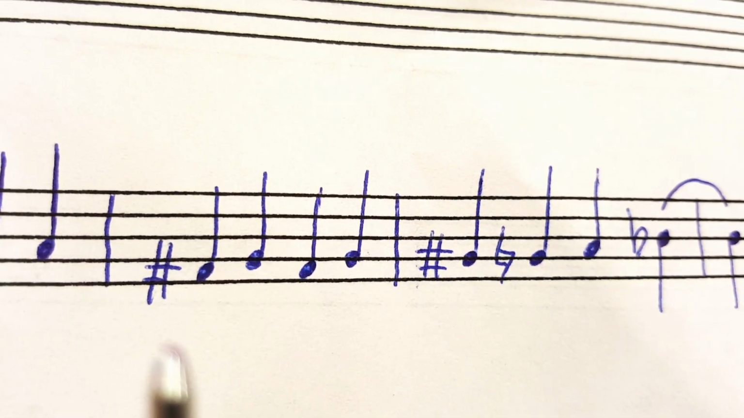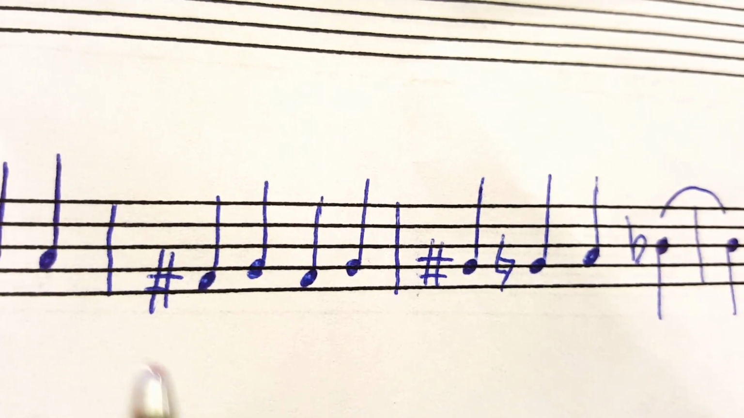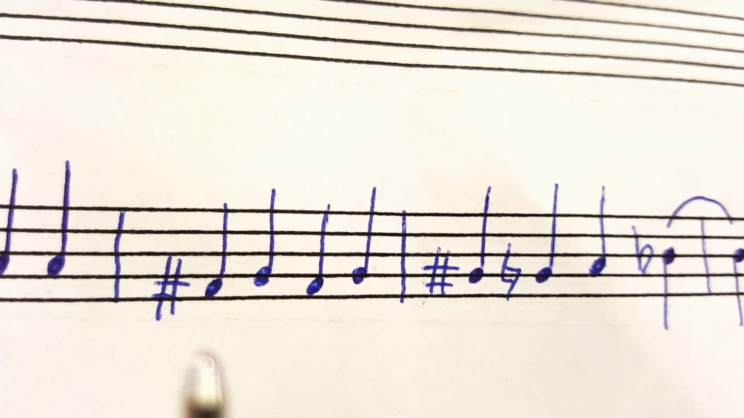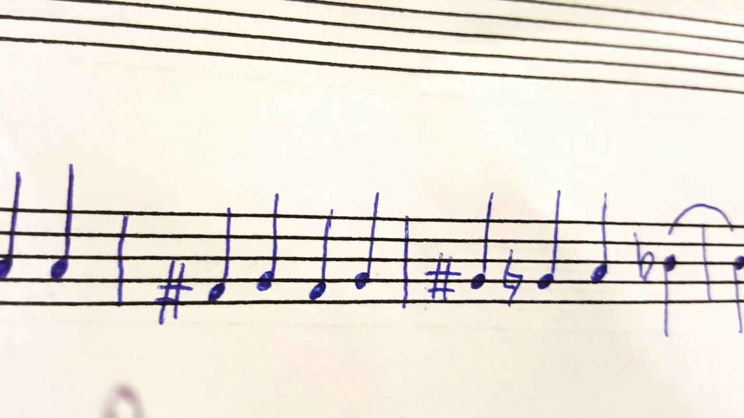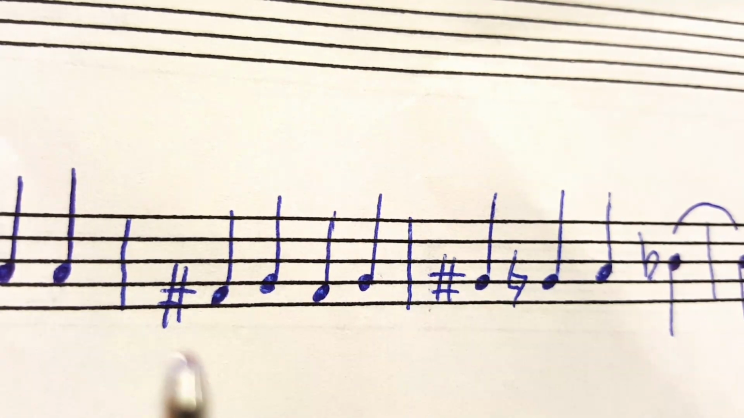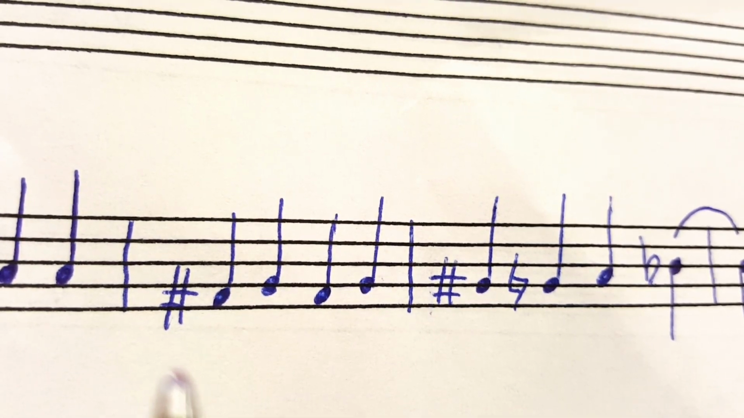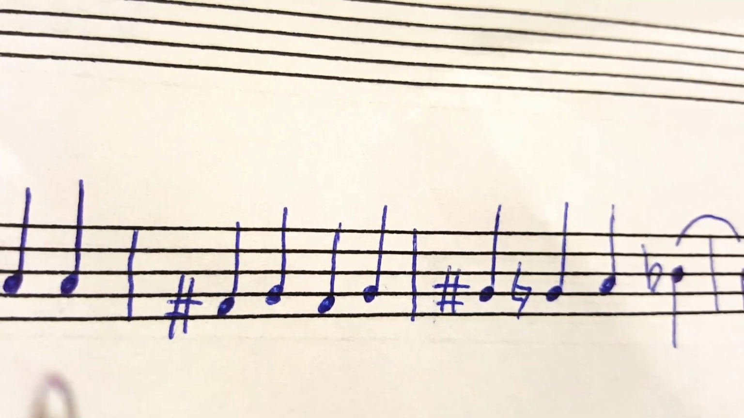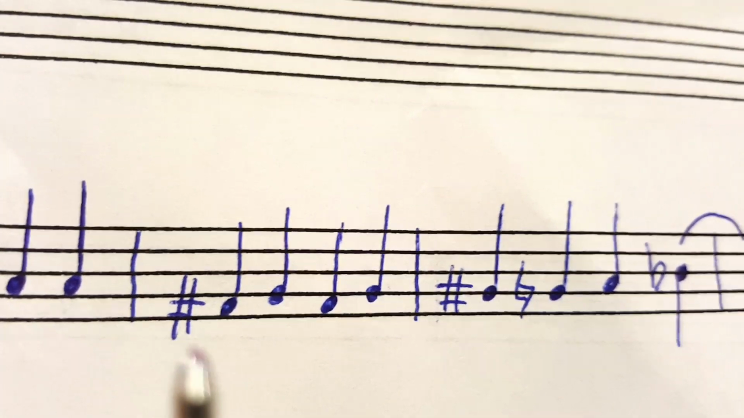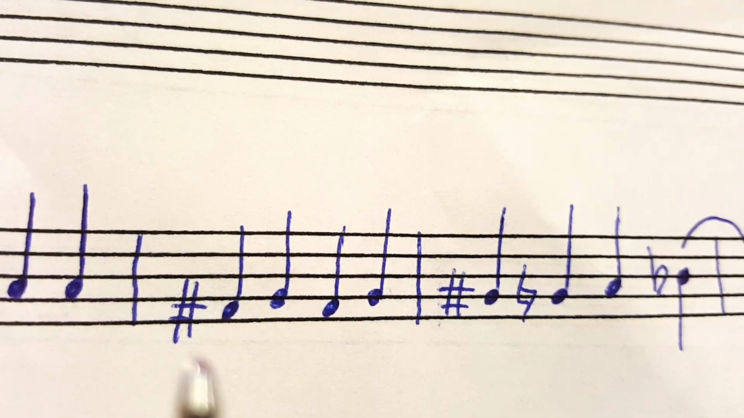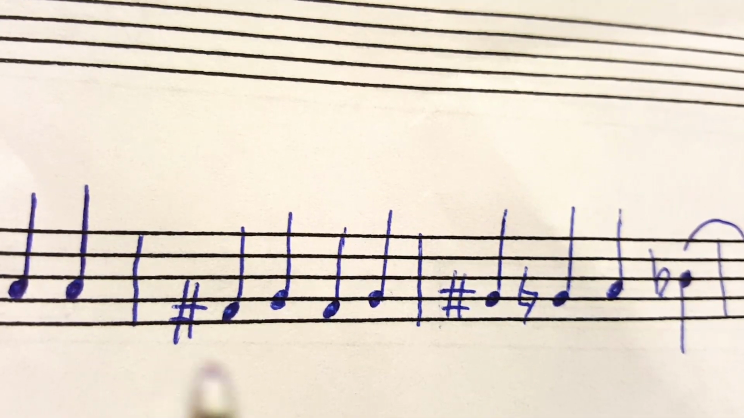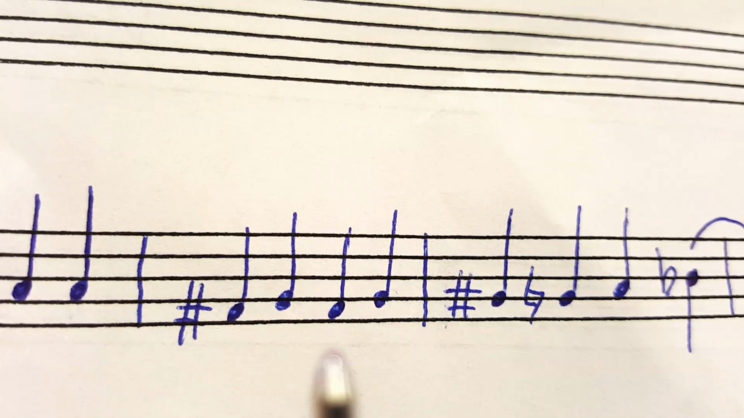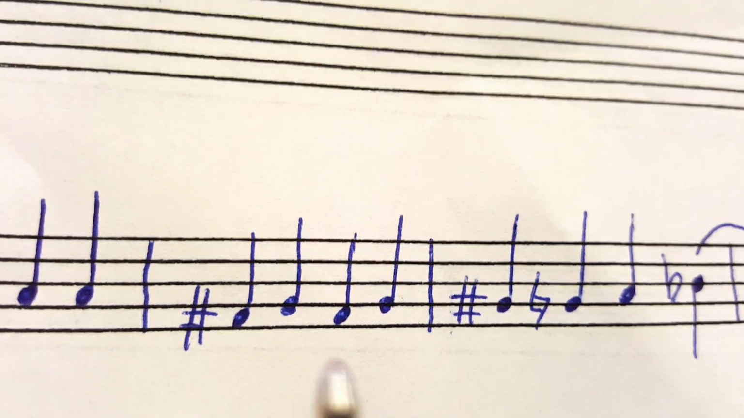In this first measure, I have a sharp in front of this first note on the space. And if this was treble clef, this would be F sharp. The rules of accidentals are that they carry through to the end of the measure. So if you have a sharp right here on this F at the beginning of the measure, then this F right here that doesn't even have a sharp in front of it would also be considered F sharp.